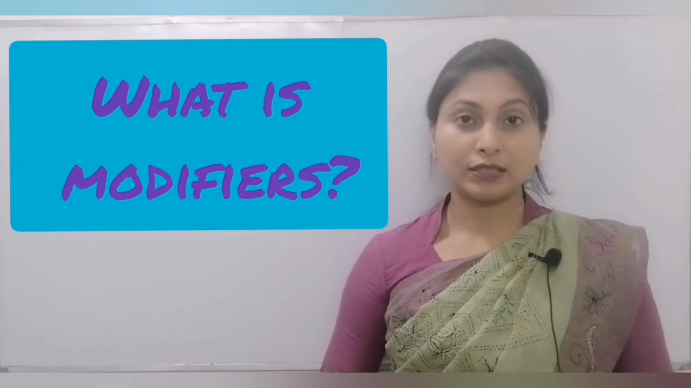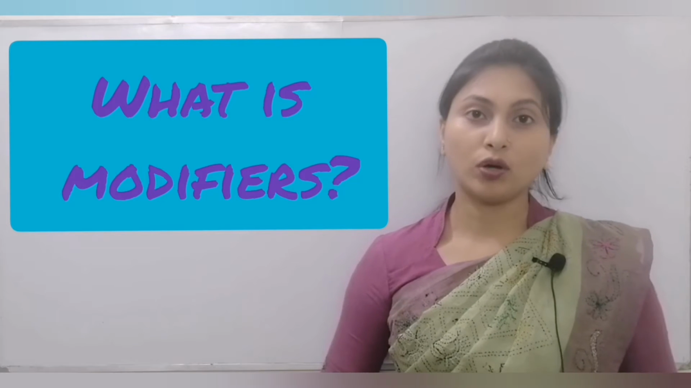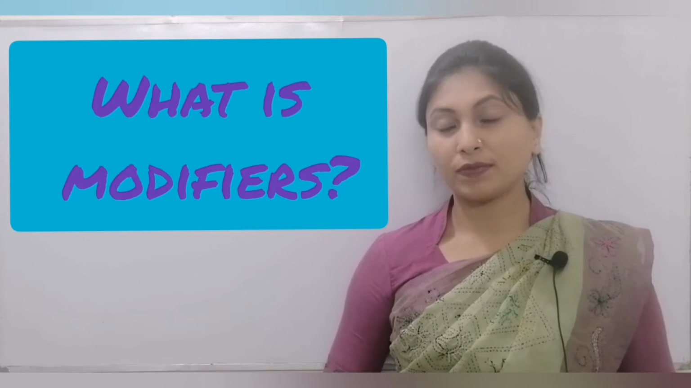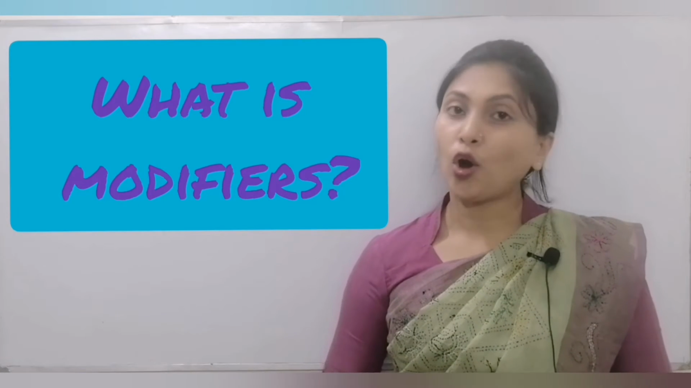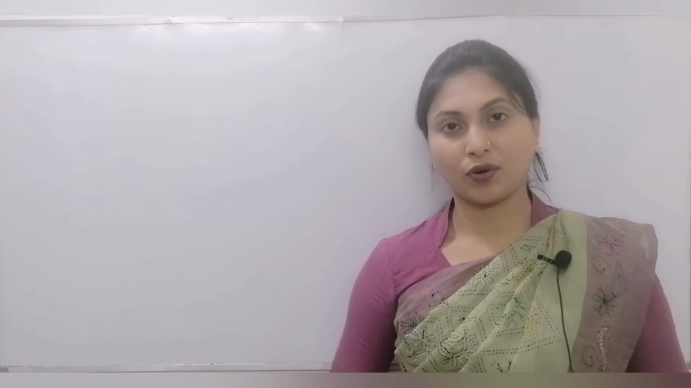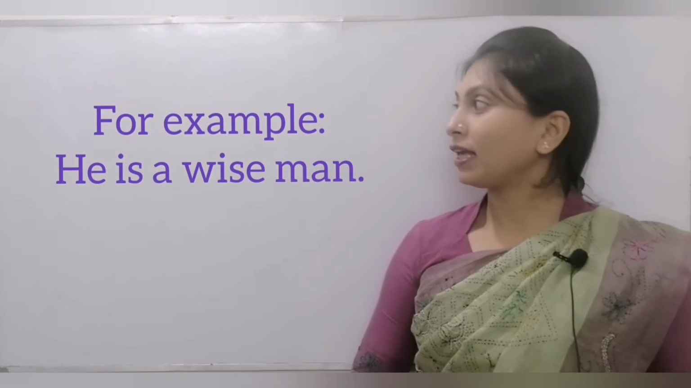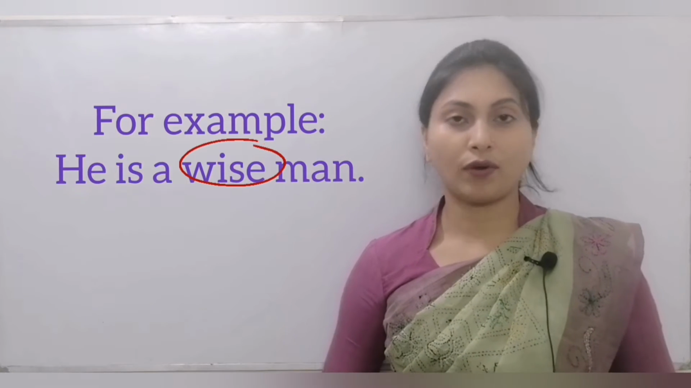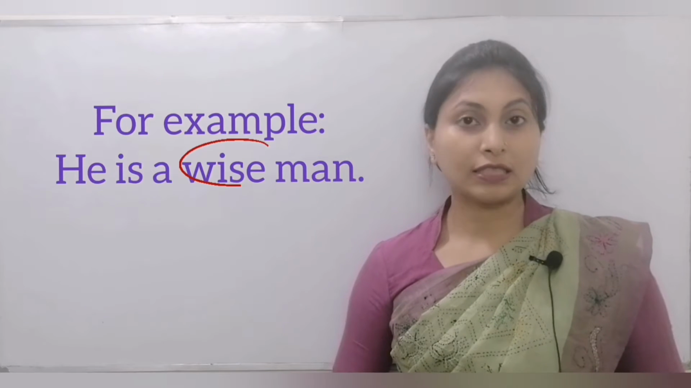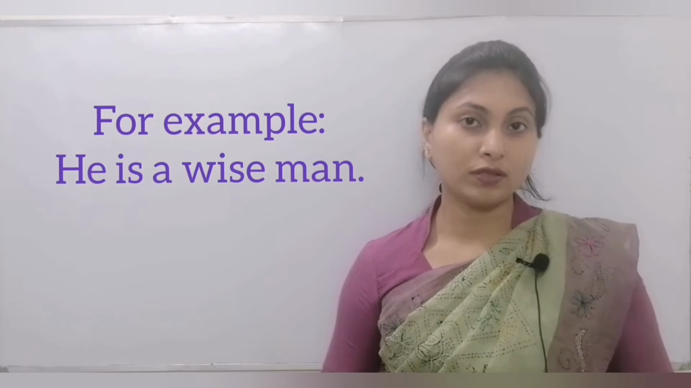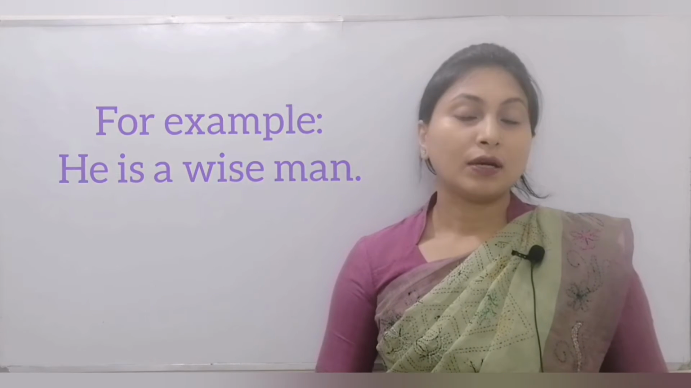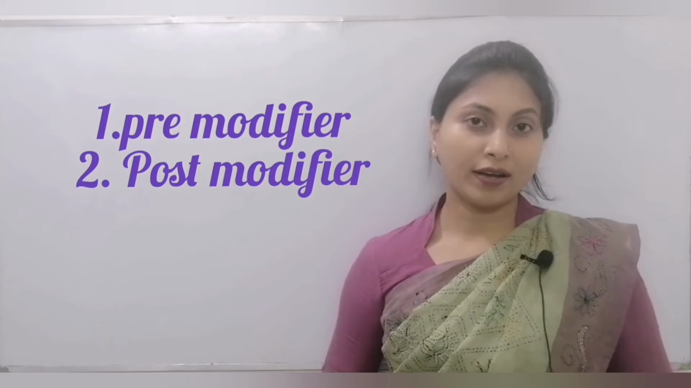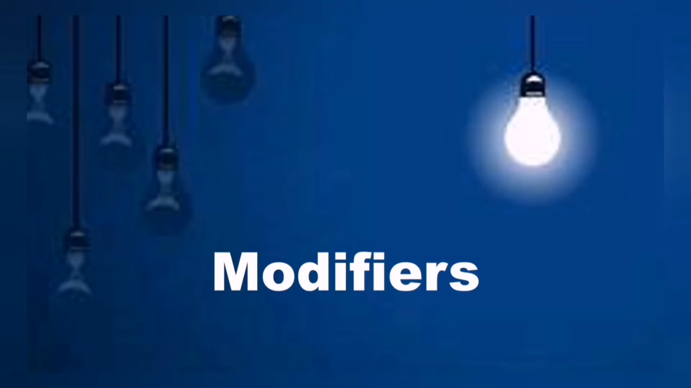A modifier is a word or phrase or clause that sits before or after another word and modifies that word or gives more information about that word. For example, he is a wise man. Here, wise is an adjective modifier because wise is modifying the other word, man. Modifiers are of two kinds: pre-modifier and post-modifier.